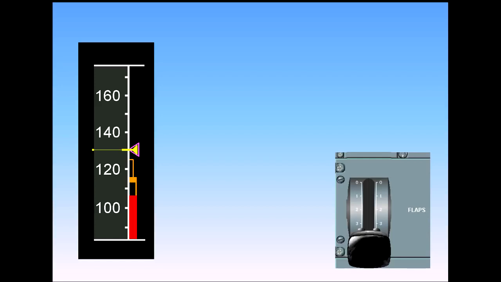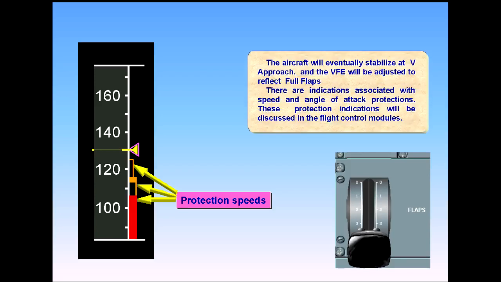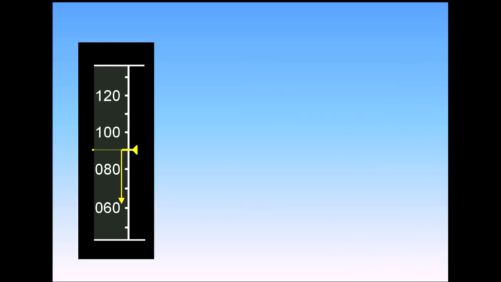There are indications associated with speed and angle of attack protections. These protection indications will be discussed in the flight control modules. Once the aircraft lands, all additional speed indications are removed except for the speed trend arrow. Having thoroughly studied the airspeed indications, let's look at altitude indications.